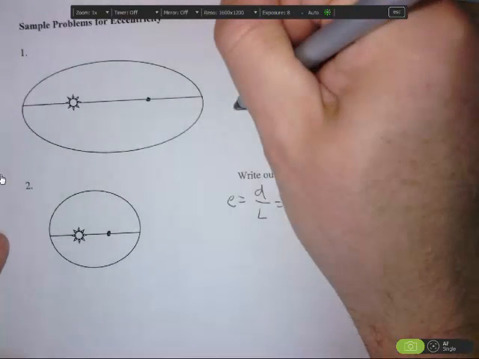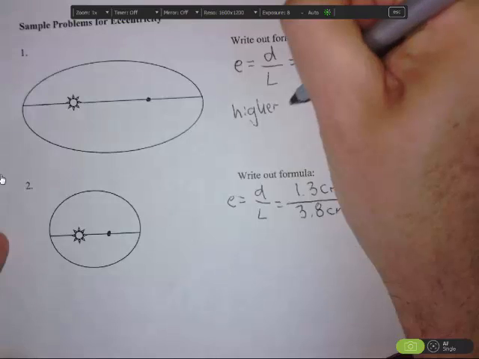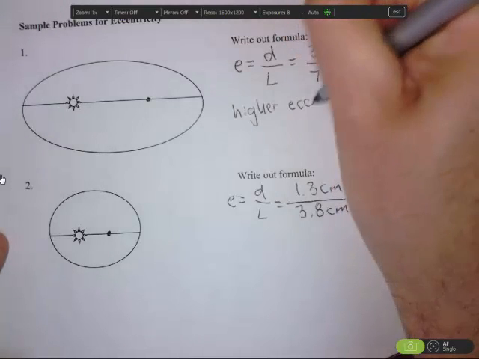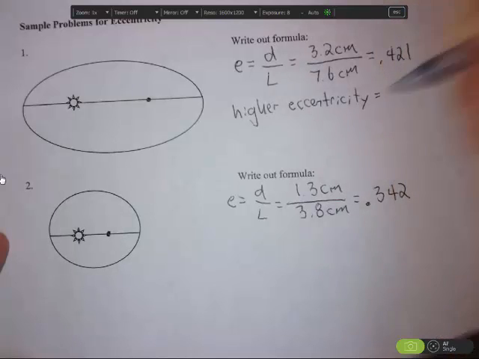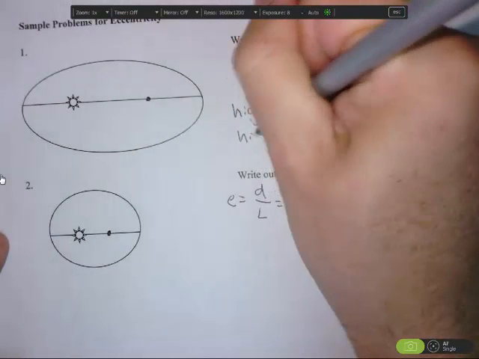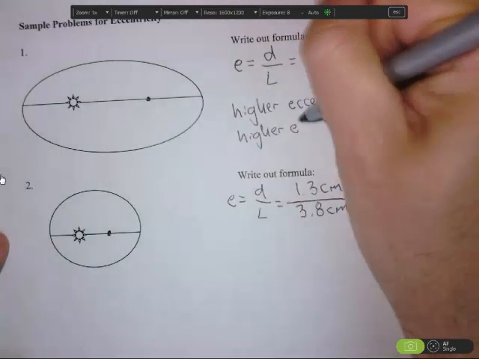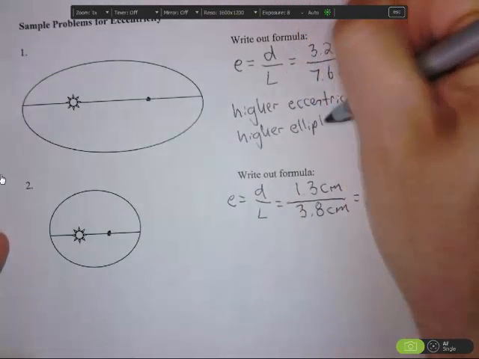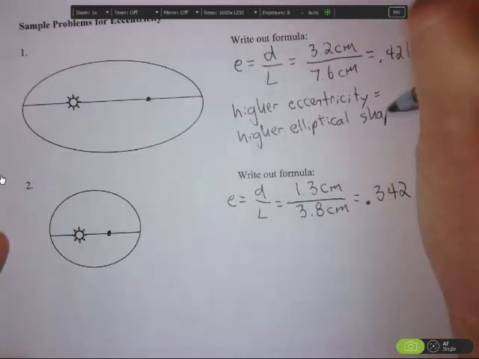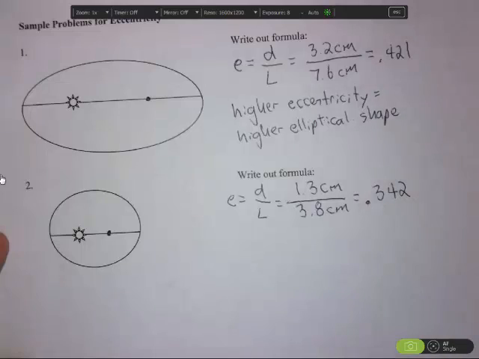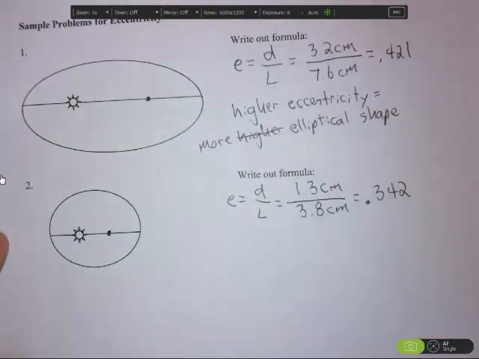So go ahead and write that down. Higher eccentricity equals higher elliptical shape. Or a more elliptical shape would probably be a better way to say it. I'm going to put that down instead. So more elliptical shape.